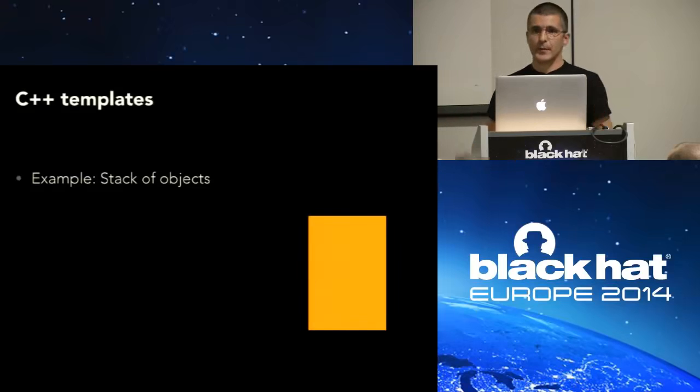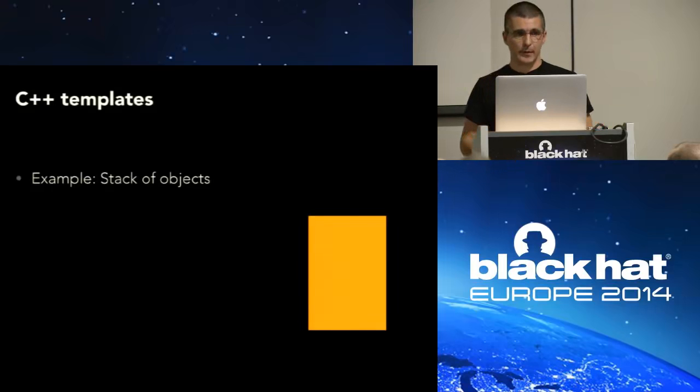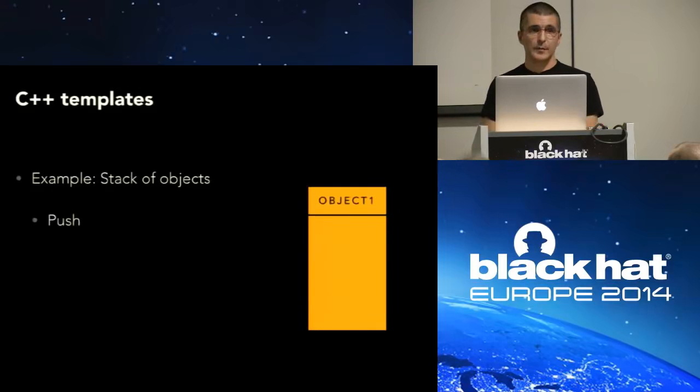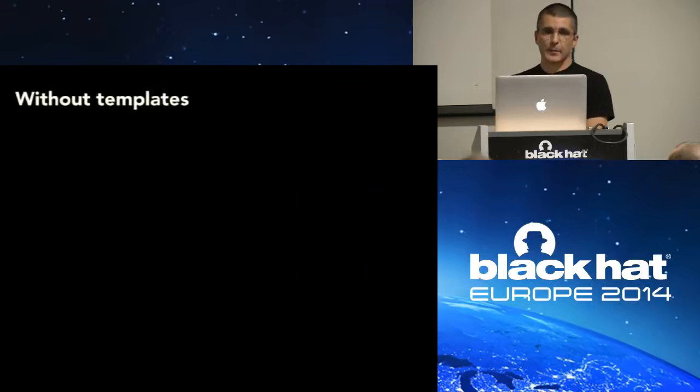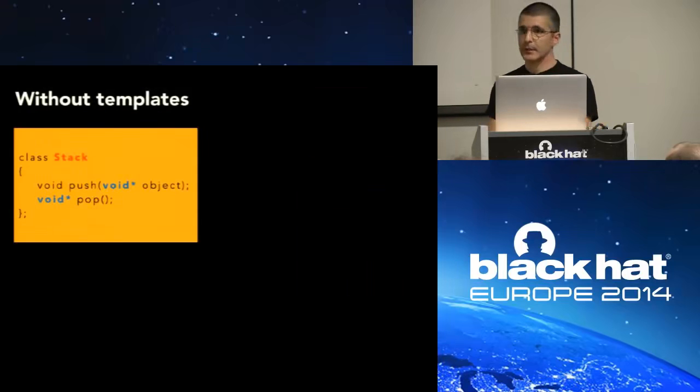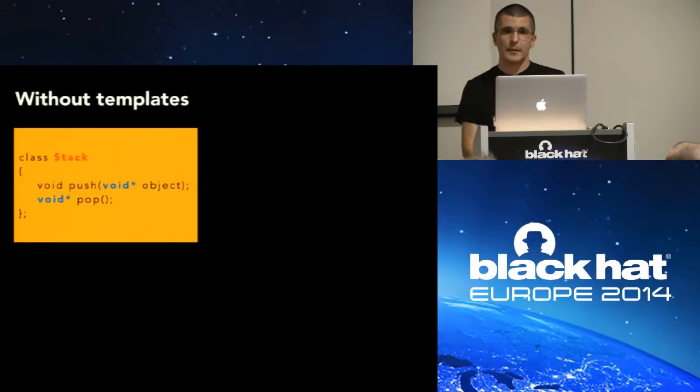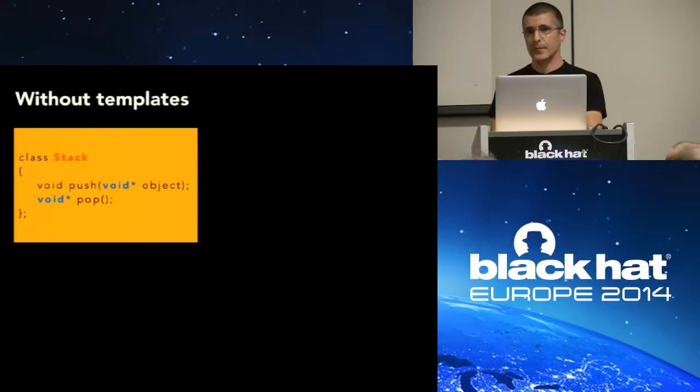For example, in your application, you need a stack of objects. You have two methods, push and pop. And one way to implement this without C++ templates is like that. You declare a class, Stack, with two methods, push and pop. And you have a parameter, an object, and the type of the object is a void star. It's a pointer to anything.